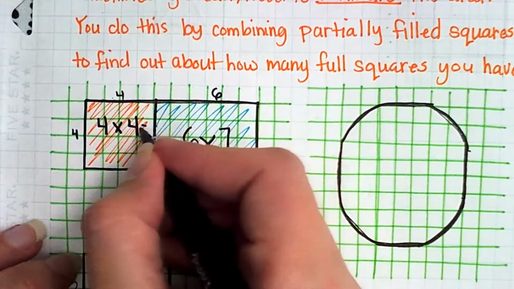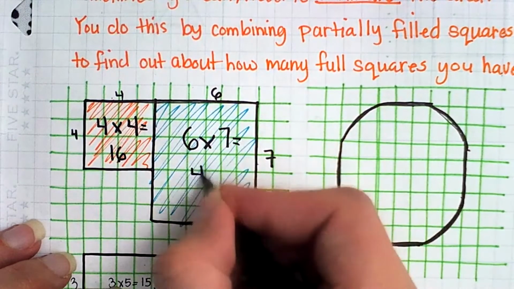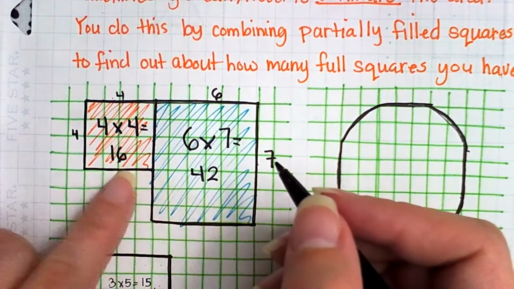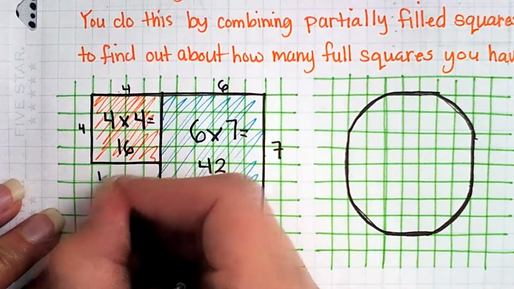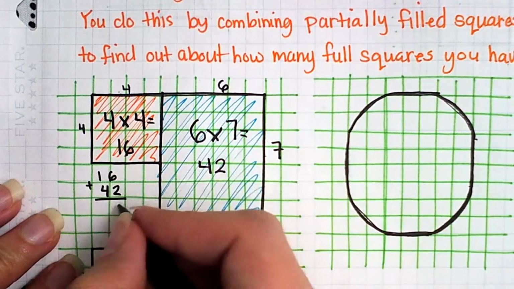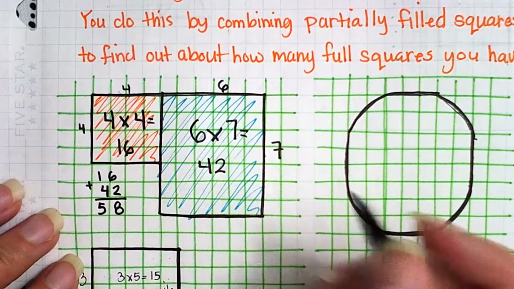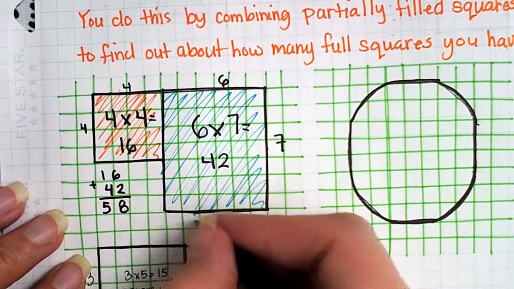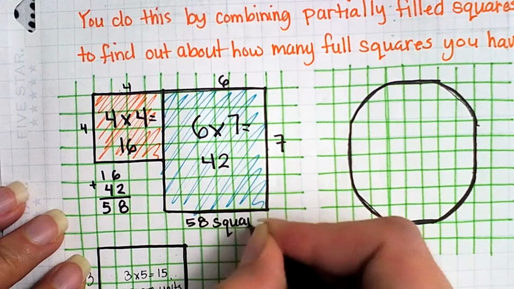So 4 times 4, we know is 16. 6 times 7 is 42. Now I found the partial areas, right? The partial products. So now I need to do 16 plus 42. 6 plus 2 is 8. 4 plus 1 is 5. So 58. This is going to be 58 square units.